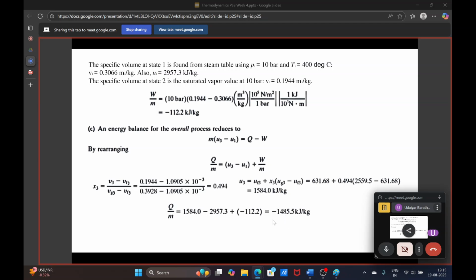So this says that this much amount of heat has been removed from state 1 to 3, the whole process. So with that I have finished what I have prepared for today.